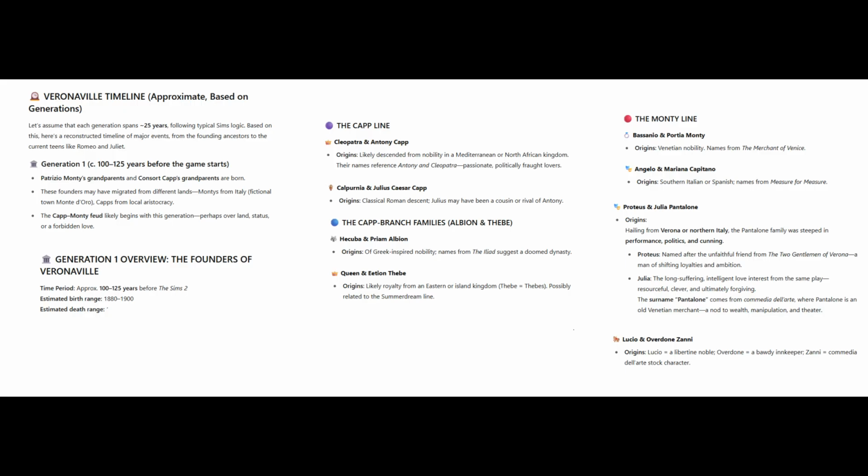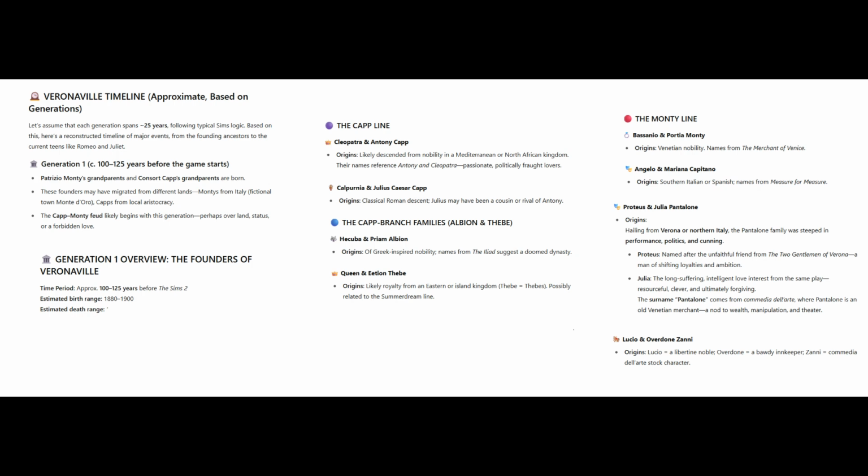Calpurnia and Julius Caesar are of Roman descent, where Julius may be a cousin to Antony. Interesting. When it comes to what would become the Thebe branch, we have Hecuba and Priam Albion being from Greek nobility, makes sense. Queen and Aethean Thebe, Queen's literally her name, are likely royalty from an eastern or island kingdom. Thebe equals Thebes, so I guess like the island in Greece. It says they are possibly related to the Summer Dream line. That's interesting. I don't know where they got that from.